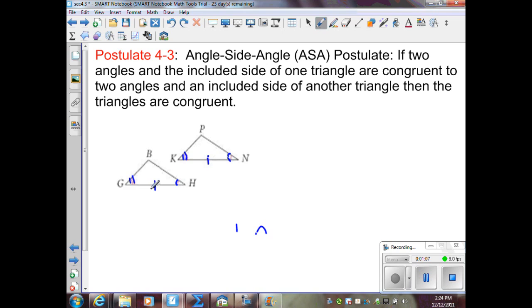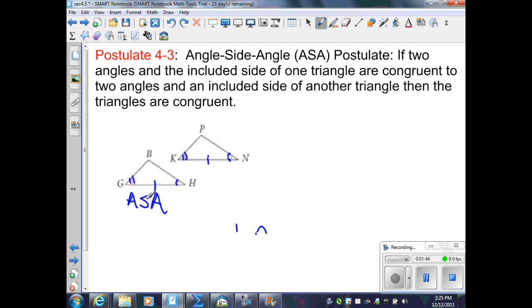We know that this is the included side because an included side is the side that is sandwiched in between the two congruent angles. So here, GH is sandwiched between congruent angle G and H, and side KN is sandwiched between K and N. Side GB and BH are non-included to these two congruent angles, and side KP and PN are non-included sides. So I can state that these two triangles are congruent because of angle, side, angle.